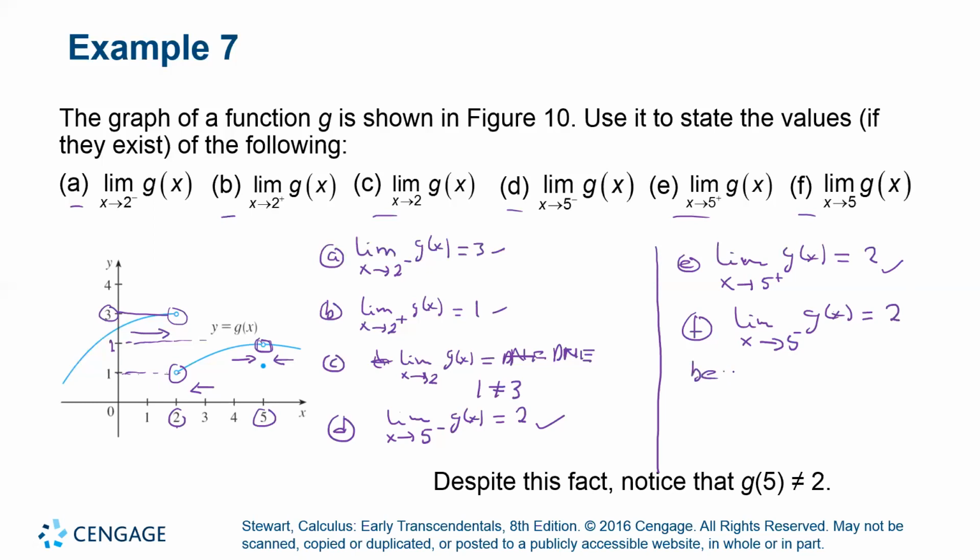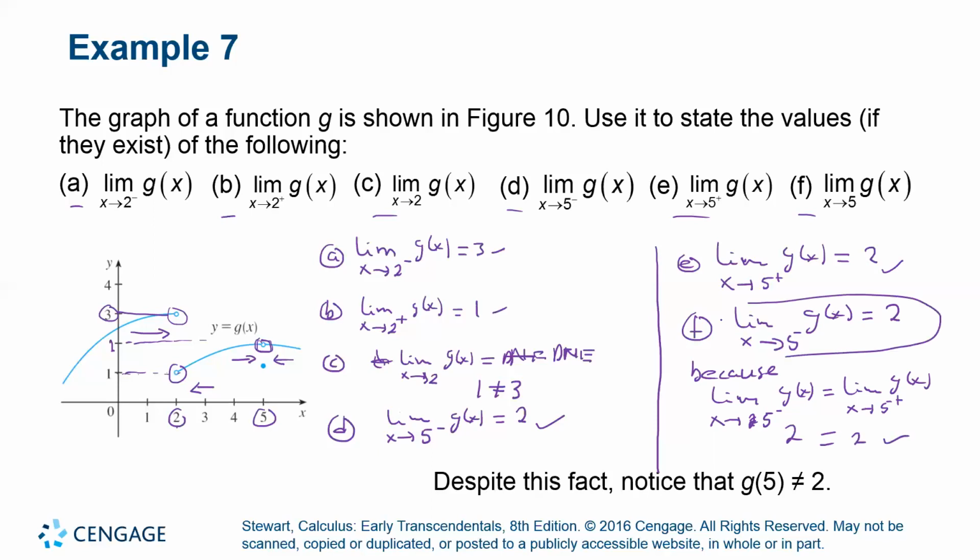Because the limit as x approaches 5 from the left of the function is equal to the limit as x approaches 5 from the right of the same function, because you have 2 equal to 2. That is why this is true. But notice, what is the function value?